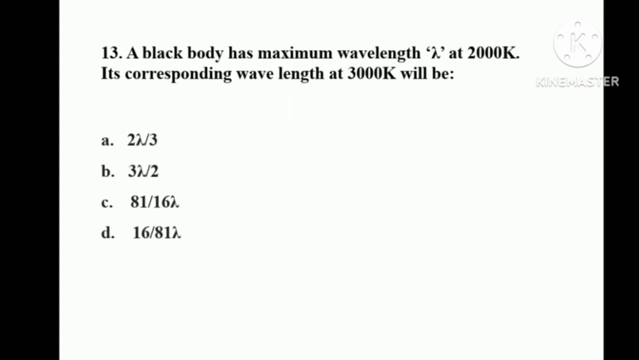Question number 13. A black body has maximum wavelength lambda at 2000 Kelvin. Its corresponding wavelength at 3000 Kelvin will be option A, 2 lambda upon 3, option B, 3 lambda upon 2, option C, 81 upon 16 lambda, option D, 16 upon 81 lambda.